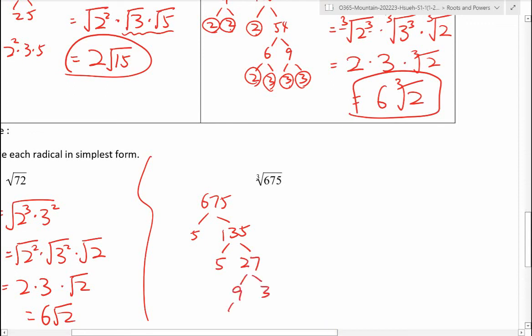And then that's 9 and 3. 9 is going to be 3 and 3. There you go. That's better. 5, 5, 3, 3, 3. So you also got to be careful when you divide, okay? Don't divide it wrong, okay? Otherwise, you will get the entire question wrong.